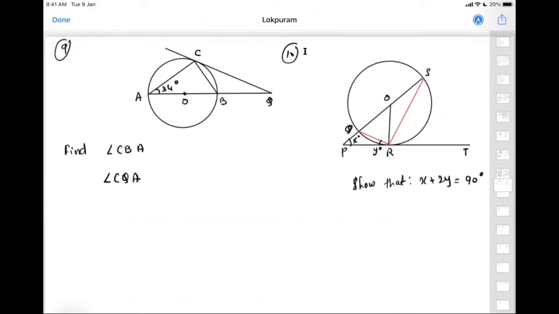In the given figure, AB is a diameter. We have to find CBA, this angle, and CQA, this angle. Can you try?